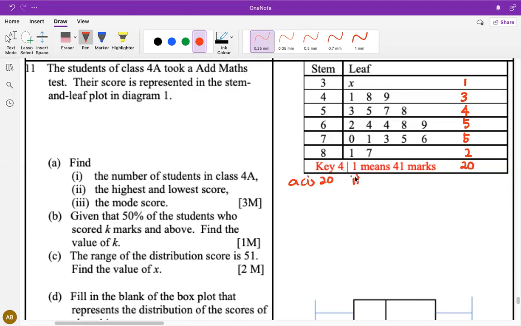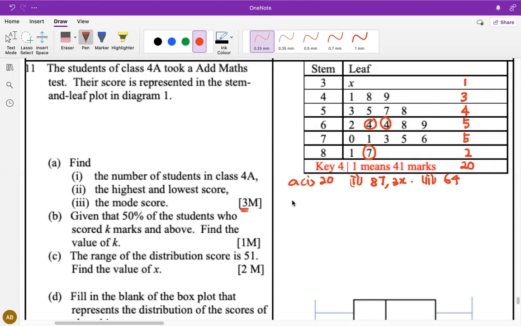How about A2, the highest and lowest score? The highest score is 87 and the lowest score is 3X. All right, so that's number 2. Number 3, what is the mode? The mode will be 64, which occurs 3 times. That's why it's very simple.